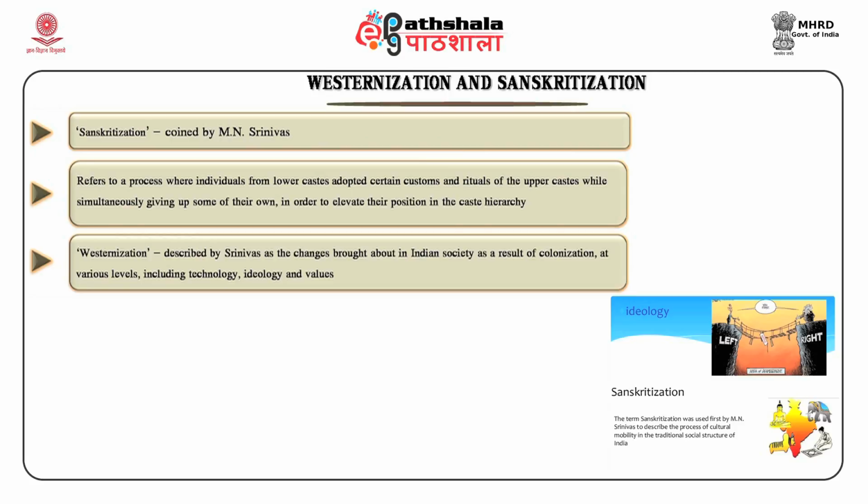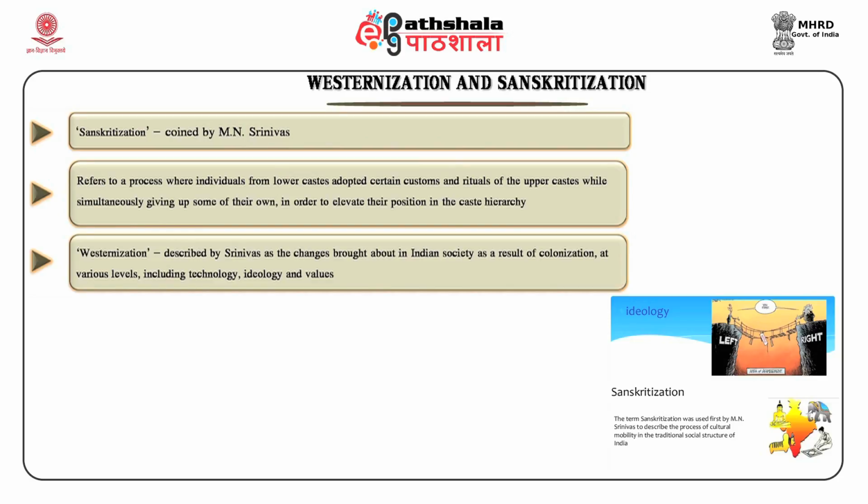For example, they adopted many upper caste ways of dressing, rules of commensality, and many rites and rituals. At the same time, they gave up eating meat, consuming alcohol, and many of their own rituals such as animal sacrifice, which were looked down upon by upper caste, particularly the Brahmin caste. By doing so, they intended to gain some upward mobility over a generation or two.